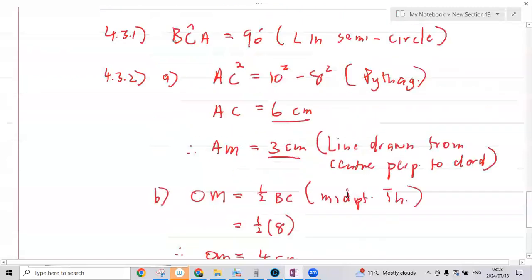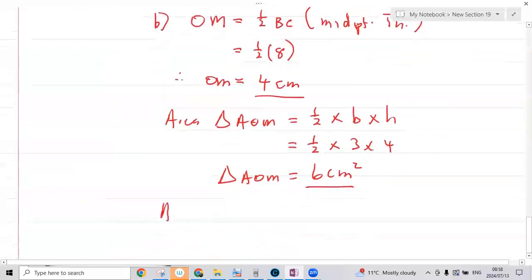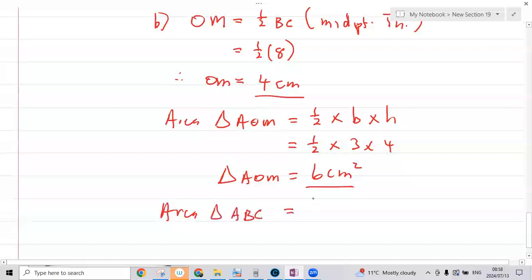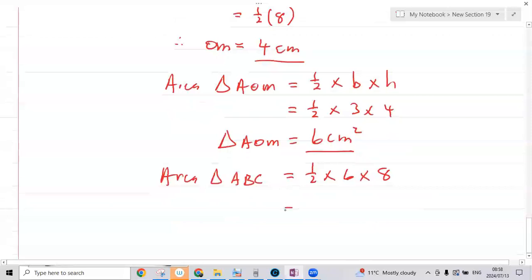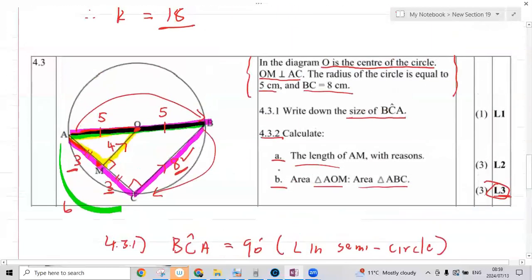Now let's go find the area of triangle ABC. So the area of triangle ABC will be half base times height. So we got here 8 times 6. Let's do that. Area of triangle ABC equals half times 6 times 8. Equals half times 6 is 3. 3 times 8 is 24 centimeters squared. So now we can write the ratio down because that's exactly what they want.